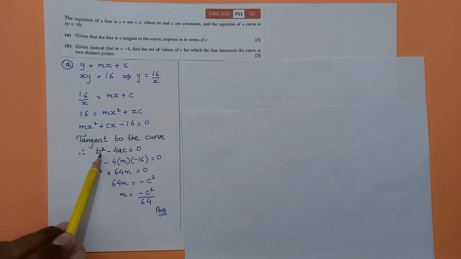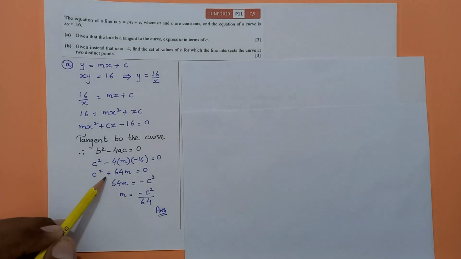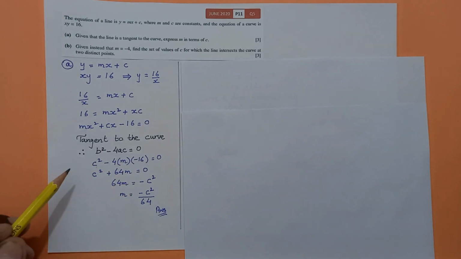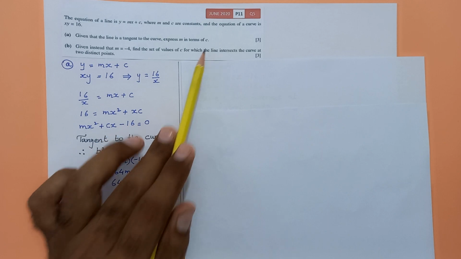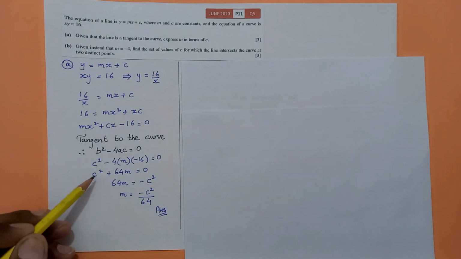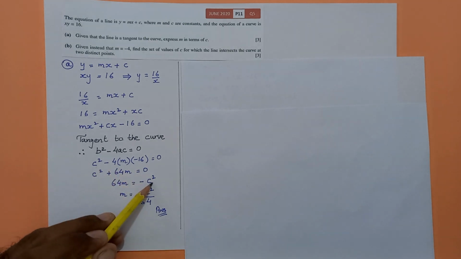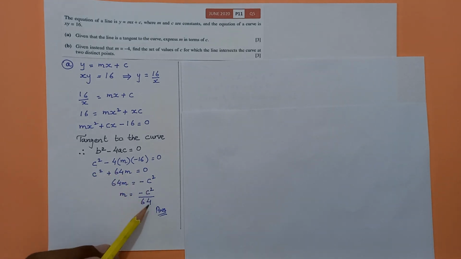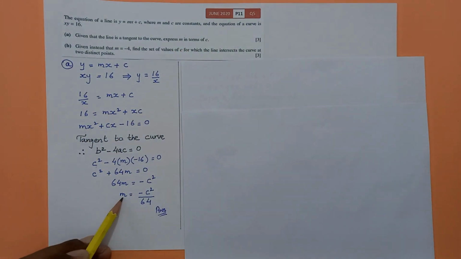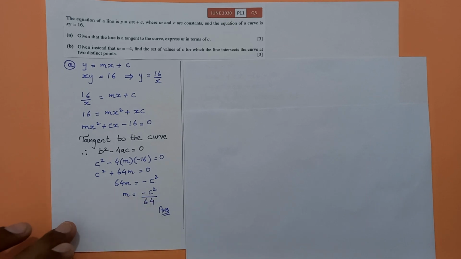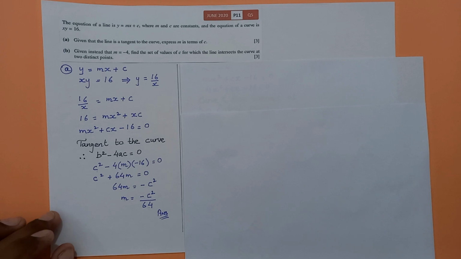In this discriminant, simplify it: c square, and minus times minus is plus, 4 times 16 is 64m. Because the requirement of the question was to express m in terms of c, let m be over here, move this c square to the other side, and after that divide by 64. So finally we have the condition m is equal to minus c square upon 64. That means m in terms of c. So finally we are done with the solution of the a part.